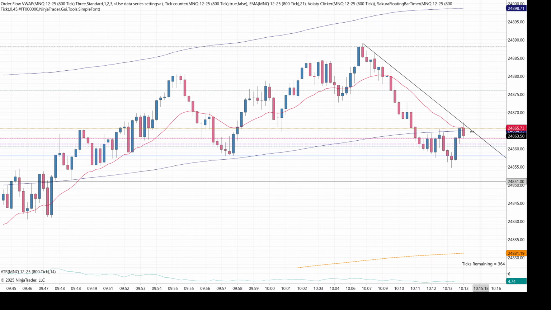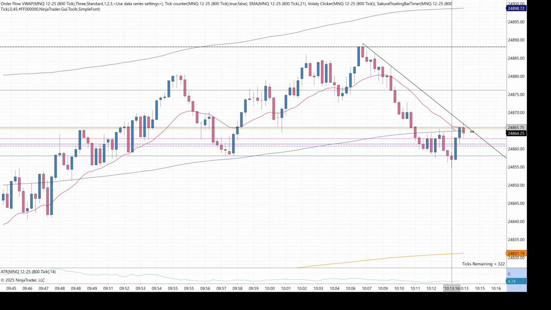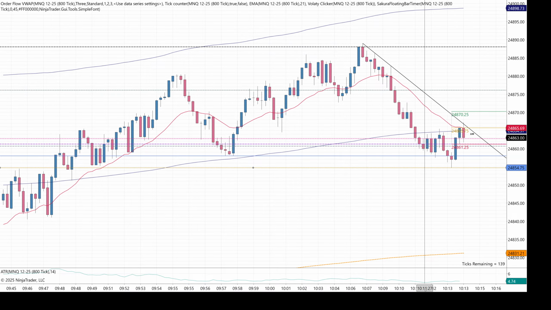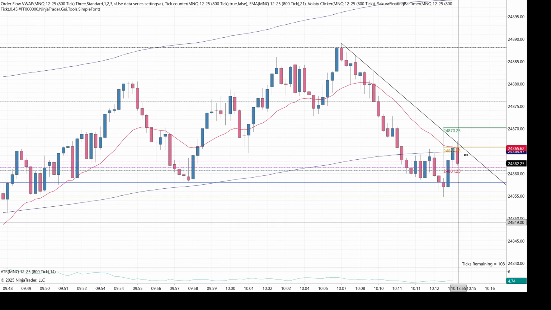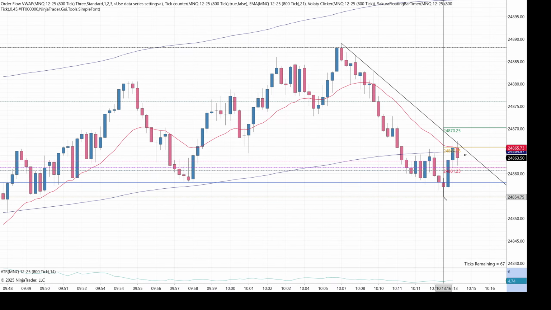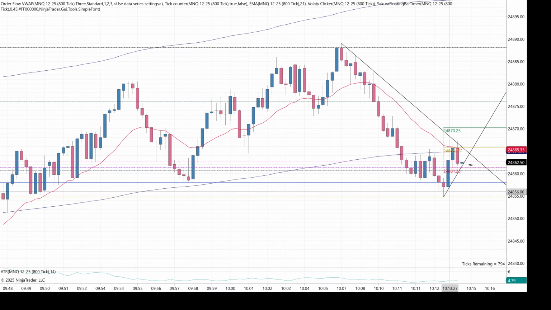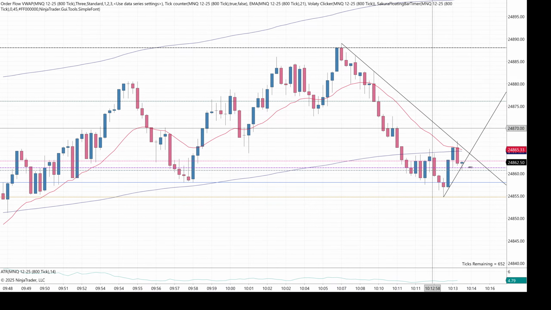And now we have a bullish signal, but we are right at that trend line. So just have to be patient here in this level. A lot of indecision. And that's the stop loss for the bullish trade.